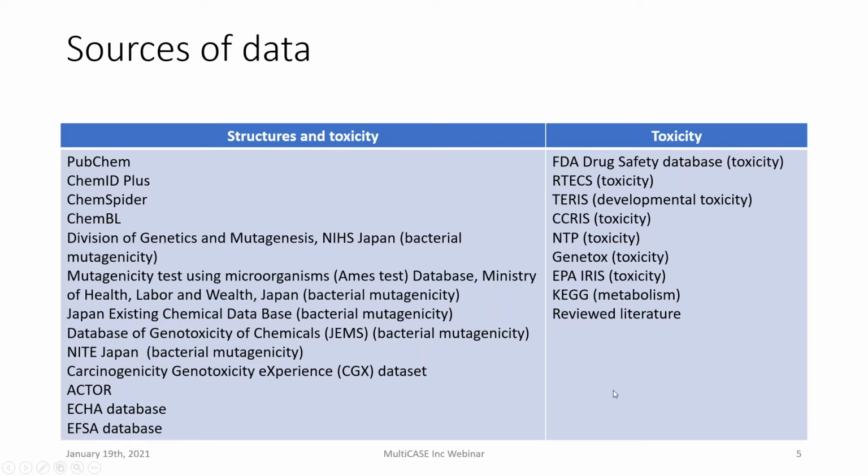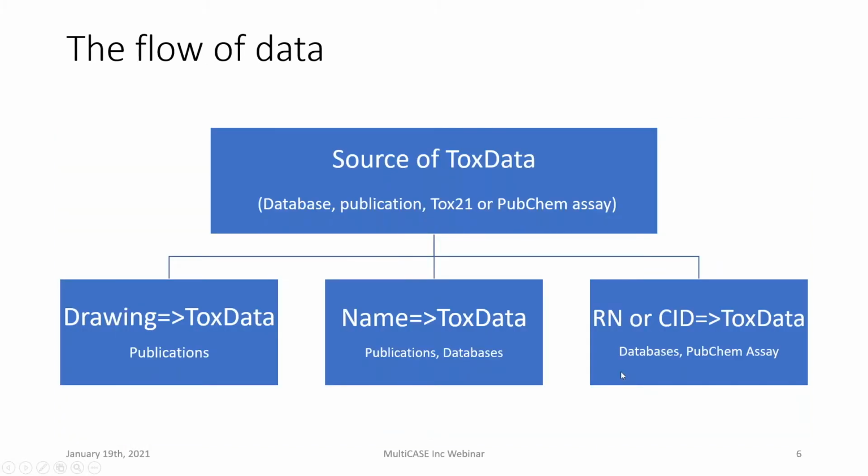And we cannot, of course, rely only on the databases. We absolutely have to use reviewed literature. So this is part of our data assessment as well. What is the normal flow of data when we start building our databases? We need to get to the source of the data. It could be a database, a publication, or one of those assays which have recently been very developed, TOX21 or PubChem assays, a very good source of data.